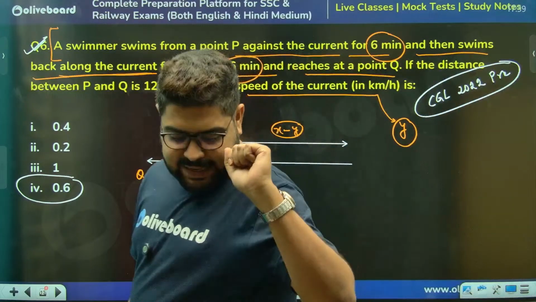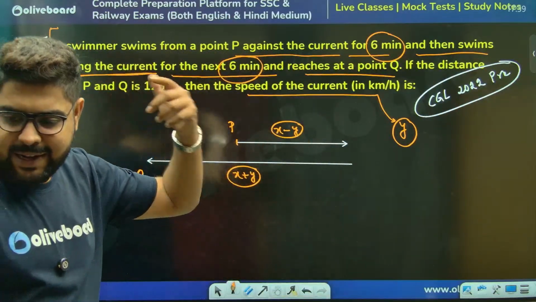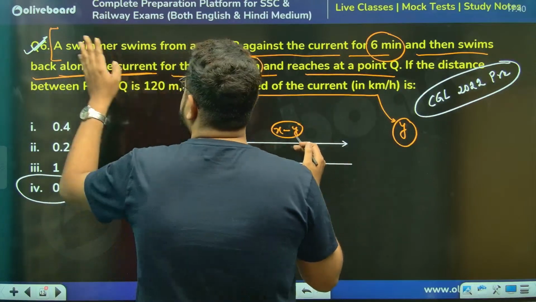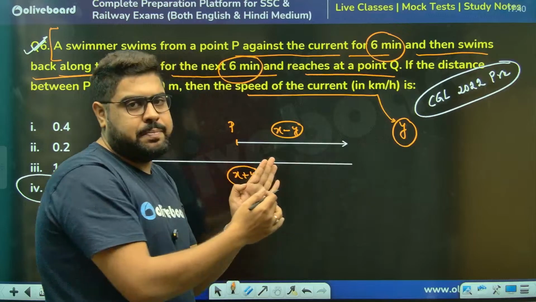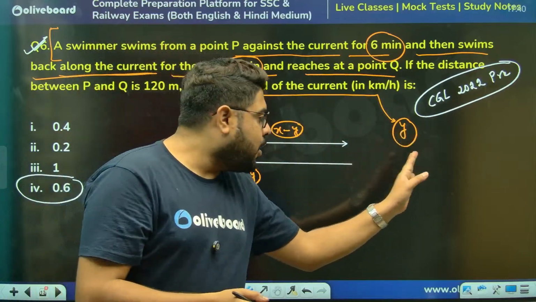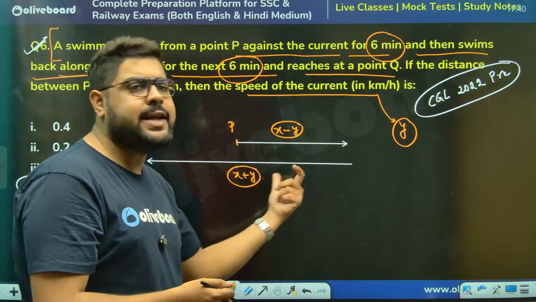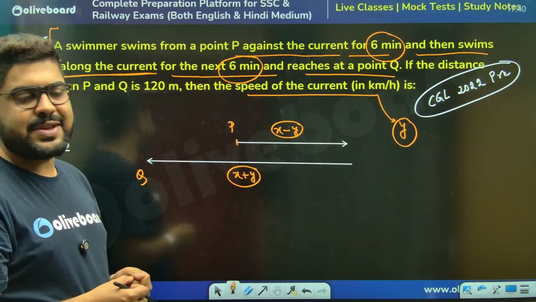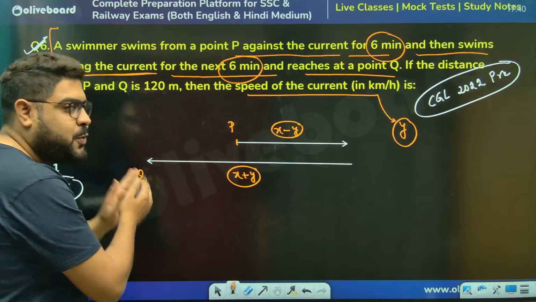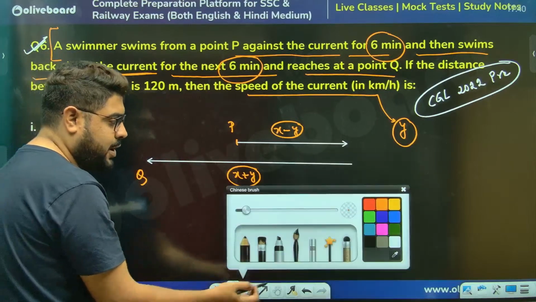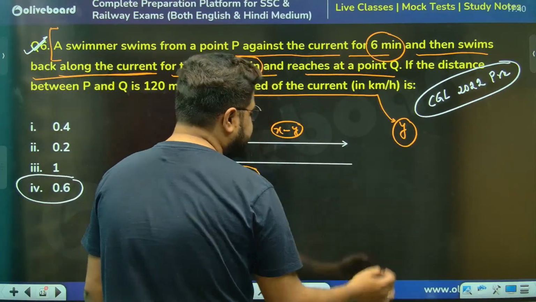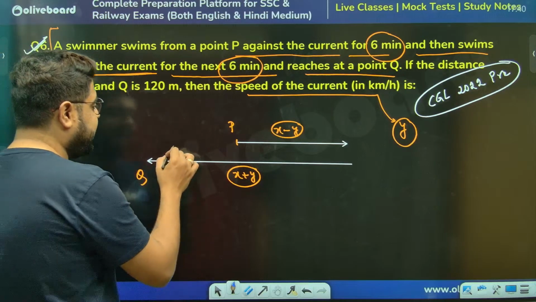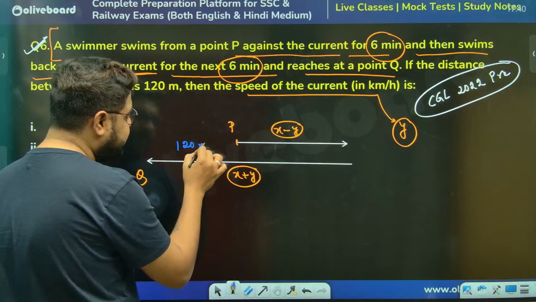Please understand one thing, it is not given but you have to understand: whatever distance this swimmer goes against the stream in 6 minutes, along the stream he will go more distance because his speed is more. So that is why Q will be towards this side. This figure is very, very important to understand. Now, this is given as 120 meters.